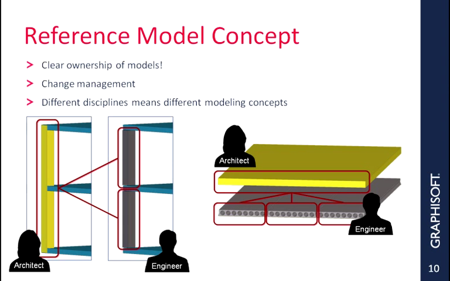Slabs are also handled in different manners by the disciplines. Architects typically create one single slab that spans across an entire story. Structural engineers divide the single slab into units to comply with the various structural requirements and define, for example, hollow core concrete panels.